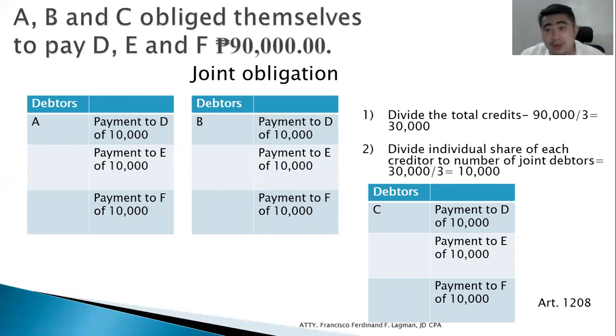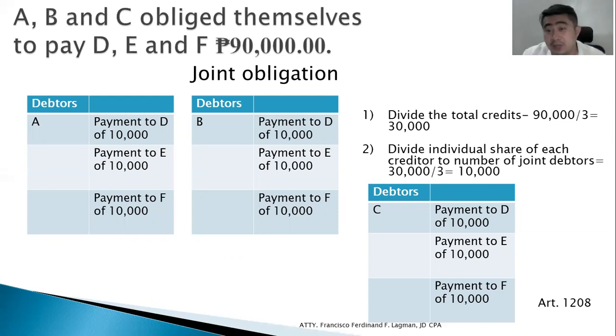Alright? Si A, magkano yung babayaran niya? Ang total na babayaran ni A, 30,000 pesos din. Okay? Pero ang pwede i-demand sa kanyang amount ni D ay 10,000 pesos lang. Ang pwede sa kanyang i-demand na amount ni E ay 10,000 pesos. Si F, 10,000 pesos din. Okay? Ito namang si D at saka si F, hindi sila pwede sumingil more than that amount, more than 10,000 pesos. Okay?